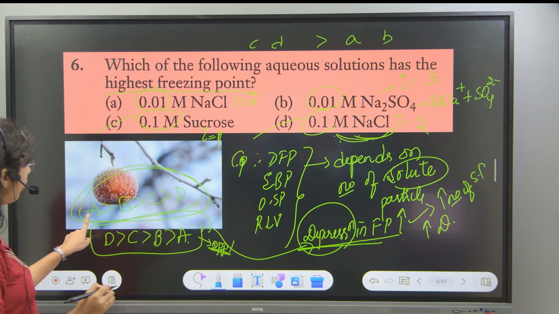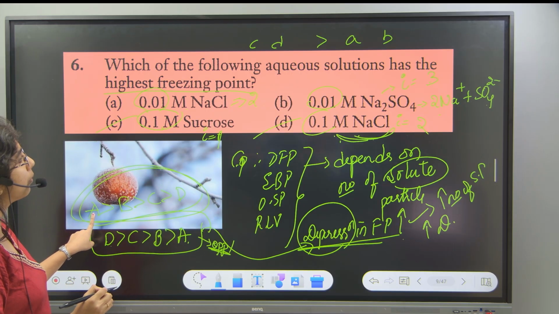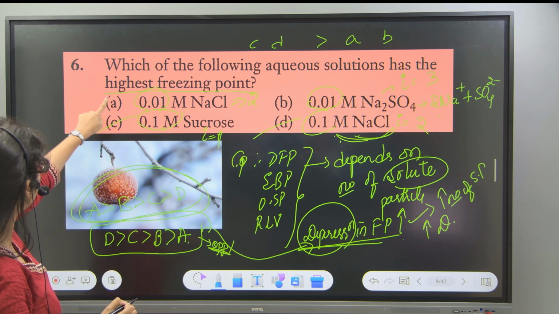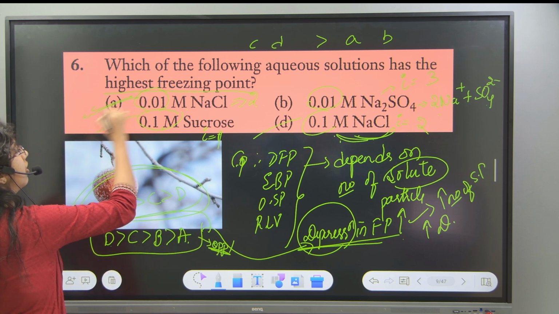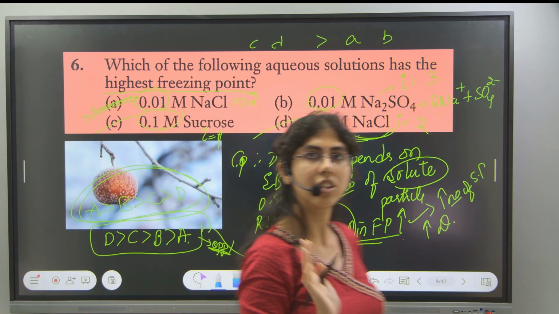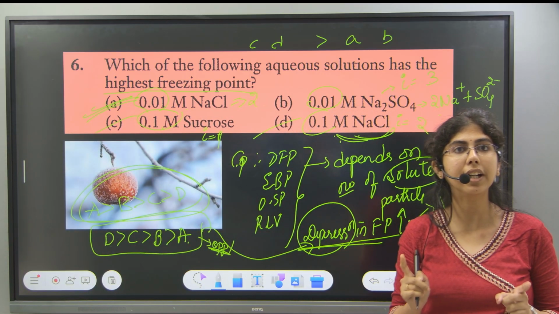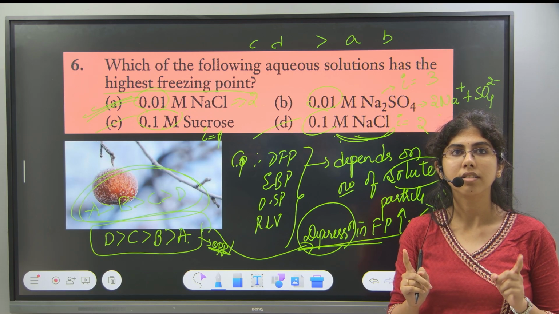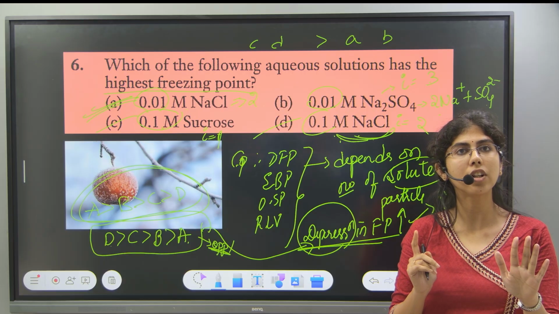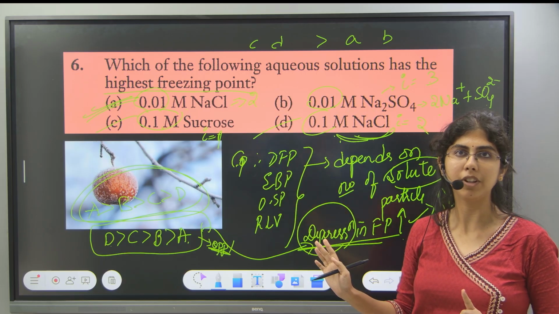Now according to this, this has more freezing point. Where do we have this? Option A. A is correct. Understood? This is how you do it. First find out the depression in freezing point, then go to the freezing point order.